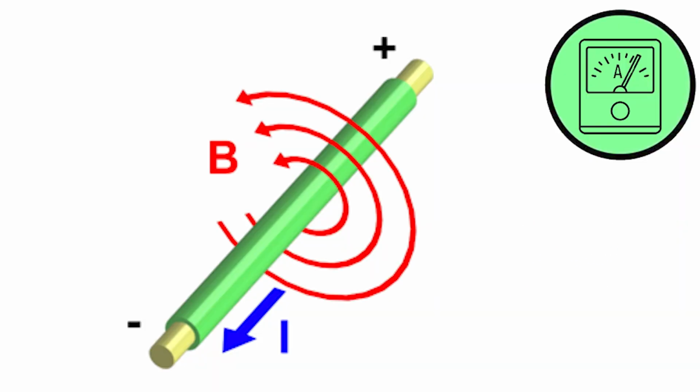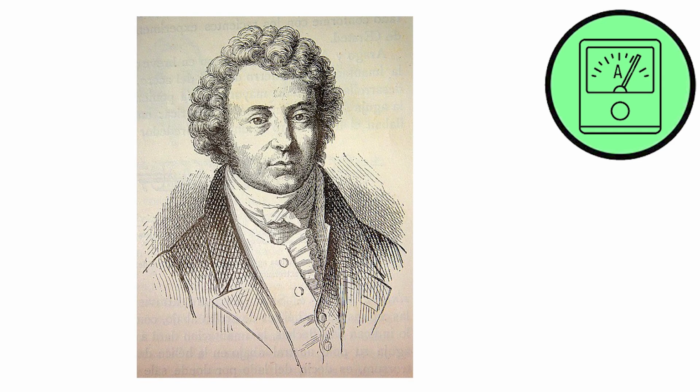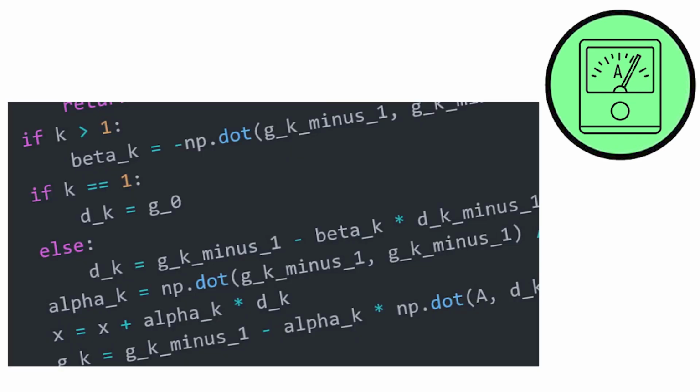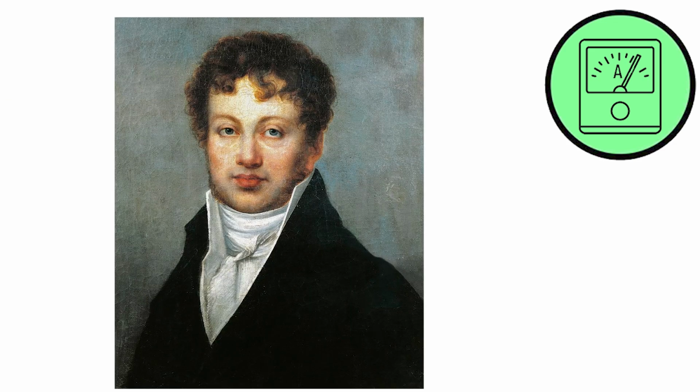Ampere's law is a basic law of electrodynamics that describes the interaction between electric currents. This law was formulated by the French physicist André-Marie Ampère in 1820. Ampere's law states that the magnetic field created by an electric current in a conductor is proportional to the strength of that current and inversely proportional to the distance from the conductor.